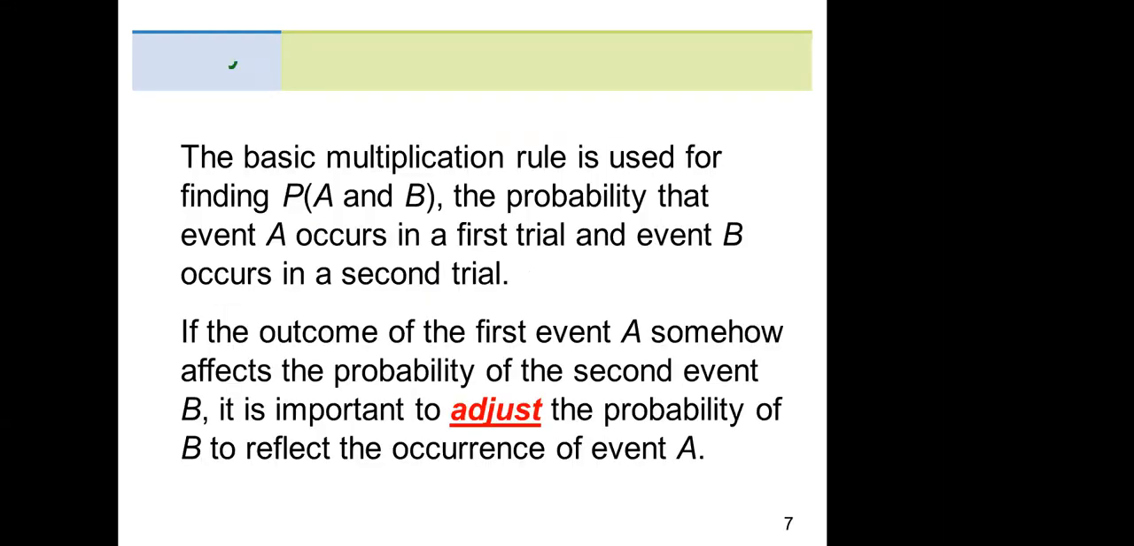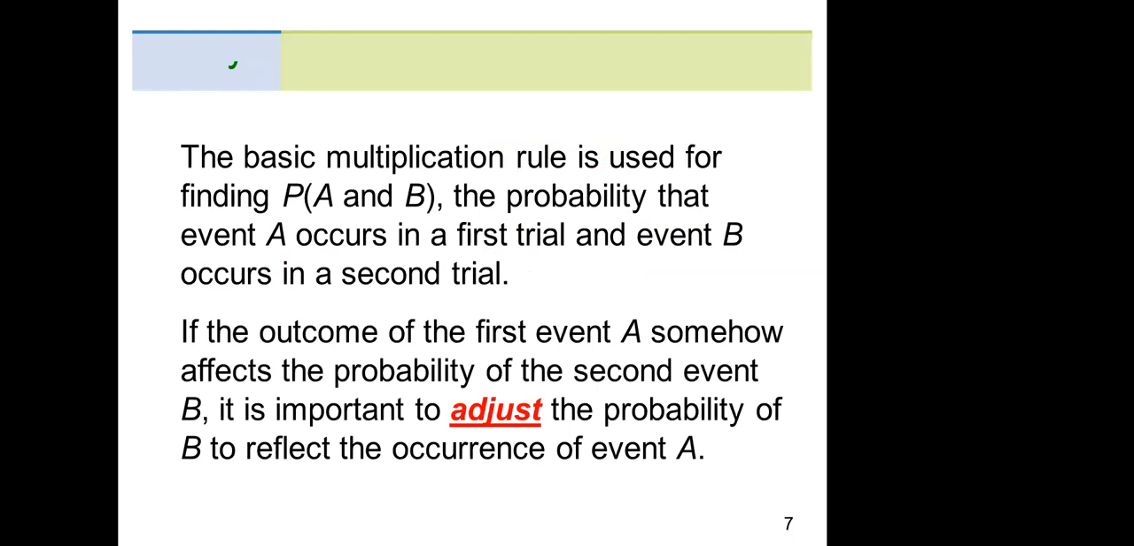Dependent events. The basic multiplication rule is used to find the probability of A happening first and B happening second. The probability that A occurs in the first trial and the event B occurs in the second. If the outcome of the first event somehow affects the probability of the second event, it's important to adjust the probability of the second event like we did with the green balls. We had one less green ball and then we had one less total.